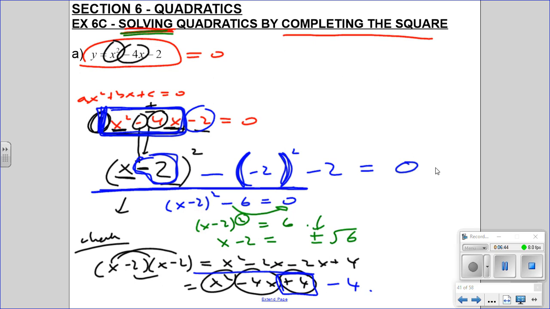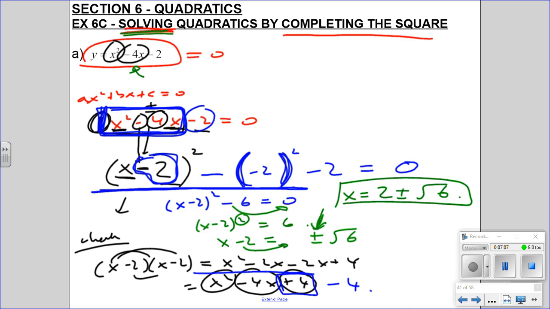Again, this links with the discriminant. If you applied the discriminant to that, you'd find b squared minus 4ac is more than 0, which means you'll get 2 real distinct roots. And that means we must have a plus or minus here, because otherwise we wouldn't get 2 roots. And then we need to add on this 2. So we've got x equals 2 plus or minus root 6. So there we go, there's your 2 solutions. x equals 2 plus root 6, and x equals 2 minus root 6.